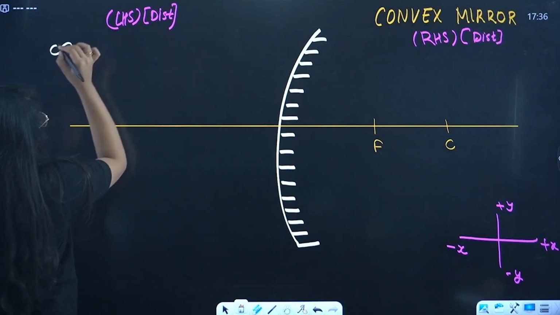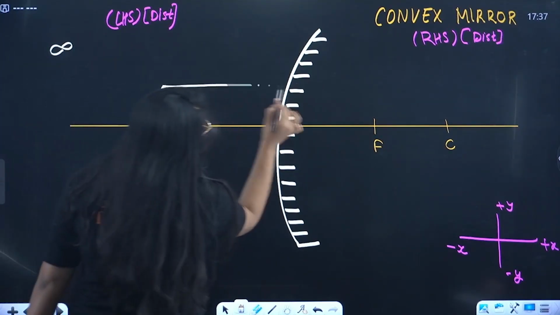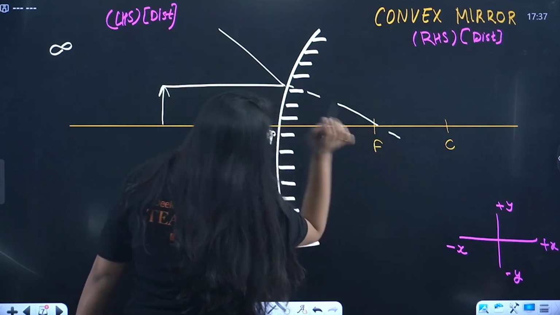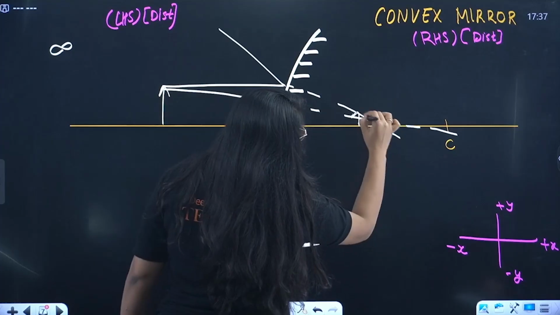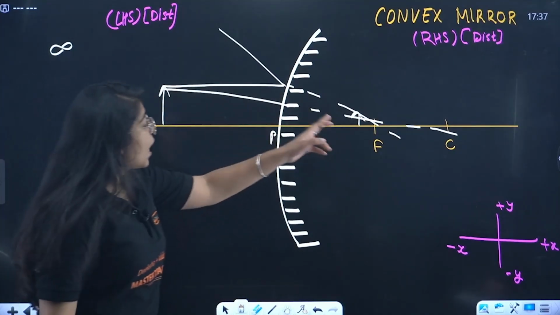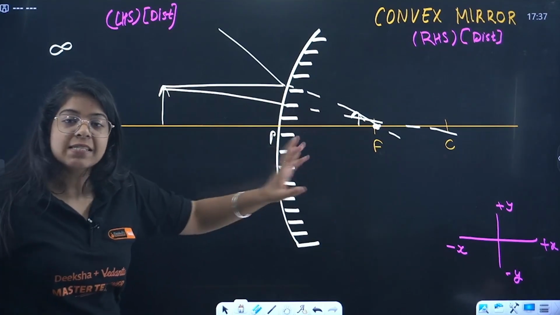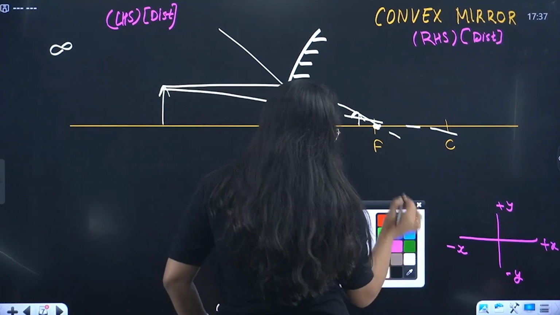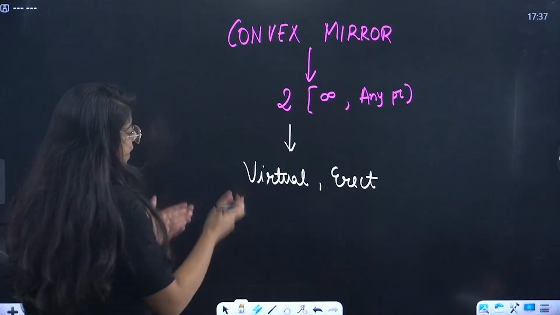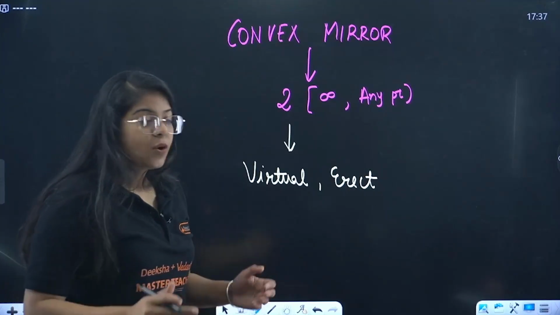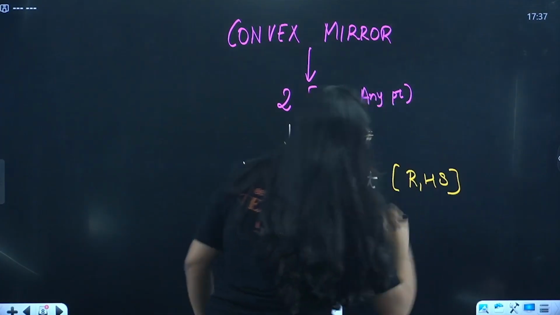No matter if your object is at infinity or anywhere between your pole and infinity, one ray will go parallel, it will diverge and appear to pass through focus. Another ray will go and appear to pass through the center of curvature, and somewhere here your image will be formed. And if the object is at infinity, the image will be at focus. So in both cases, the image is formed on the right hand side. So beta, image is virtual and erect. It is being formed on the right hand side of the mirror, right?